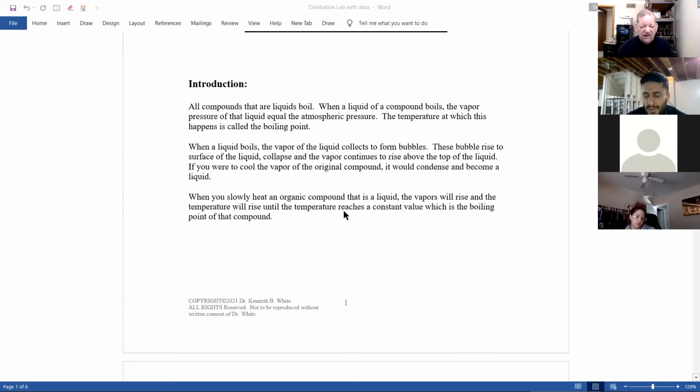Now, when you slowly heat an organic compound that's liquid, the vapors will rise and the temperature will rise until the temperature reaches a constant value, and that's of the vapor. I should have it here.